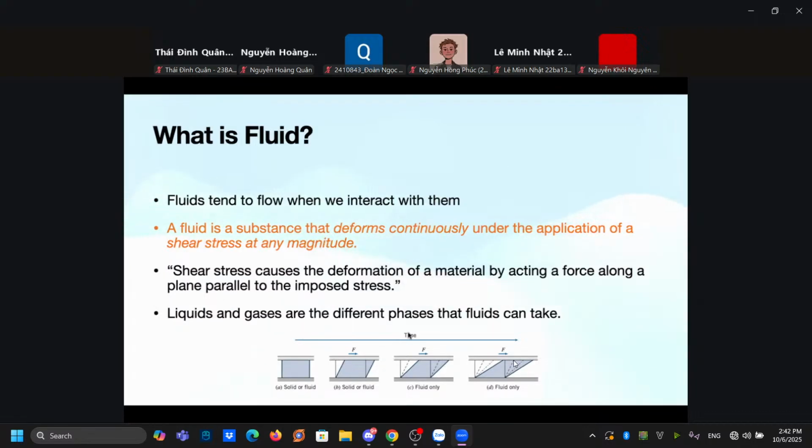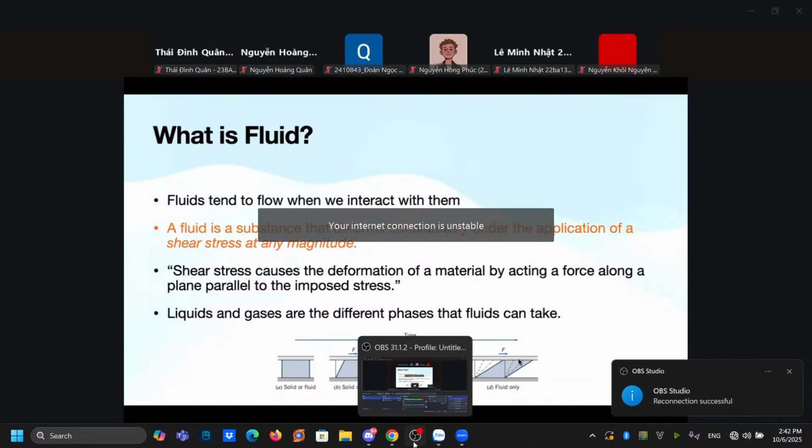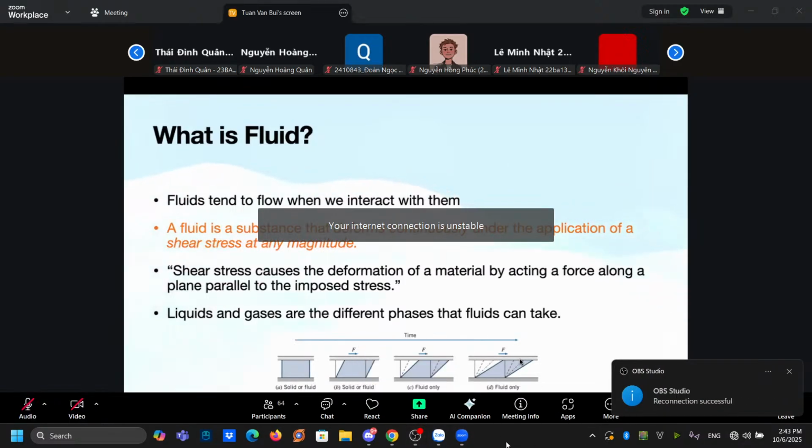And liquid and gas are the different phases that a fluid can take. You can see in the figure here how the fluid will behave compared to solids. Under the applied stress, the fluid will continuously deform easily. Okay.